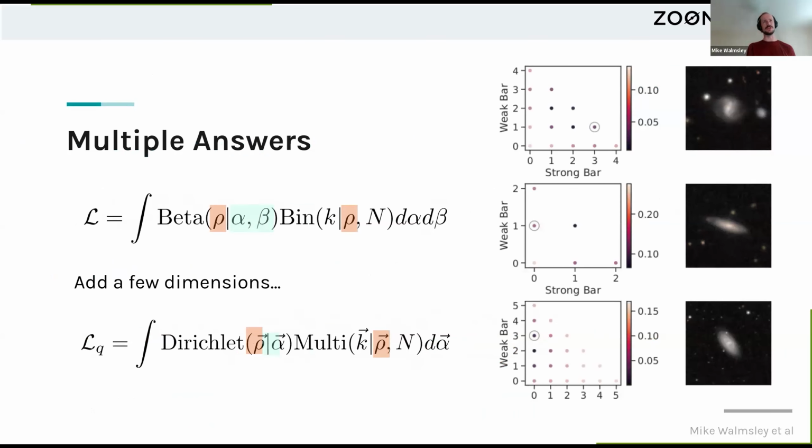I'll just mention as well, I've talked through it in words as a binary problem, but none of this has to be binary. We just swap the beta for its multivariate version, the Dirichlet, and the binomial for its multivariate version, the multinomial distribution, and we can do just the same, somewhat more effectively and more computationally efficiently for a multi-answer context.